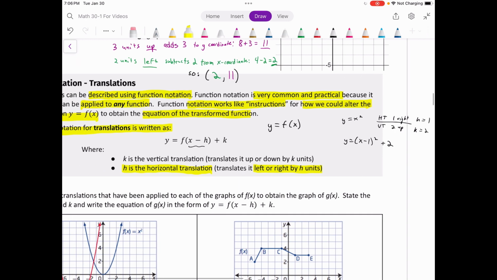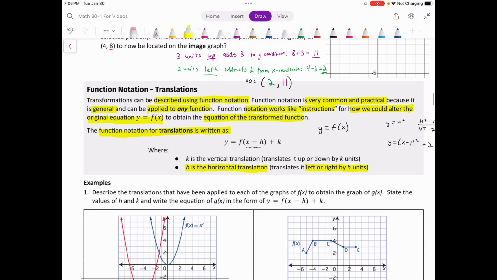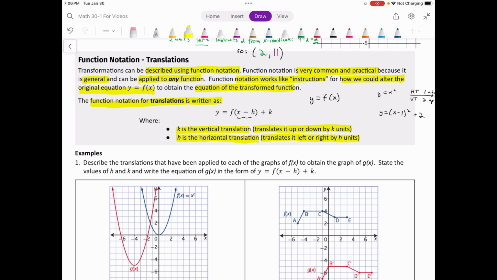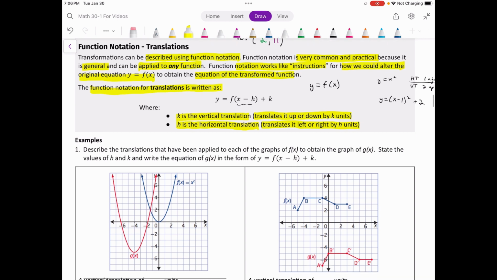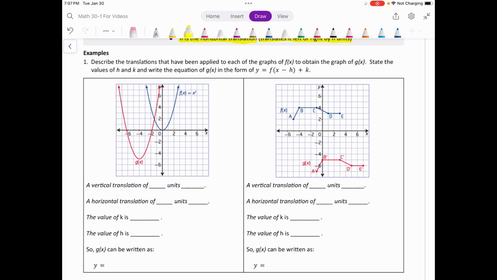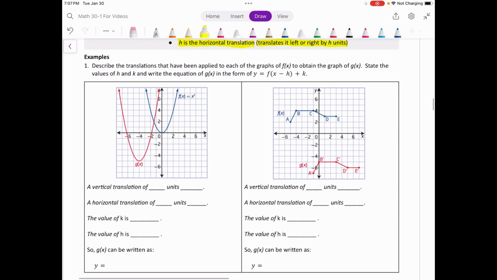So we're going to build that up as we go, but I want to introduce the core ideas now. So k is our vertical translation. It translates it up or down by k units. H is the horizontal translation. It translates it left or right by h units. So let's see if we can do this here. We can take a look at some graphs that have been translated and see if we can figure out what h is, what k is, how we've shuffled this thing around, okay?